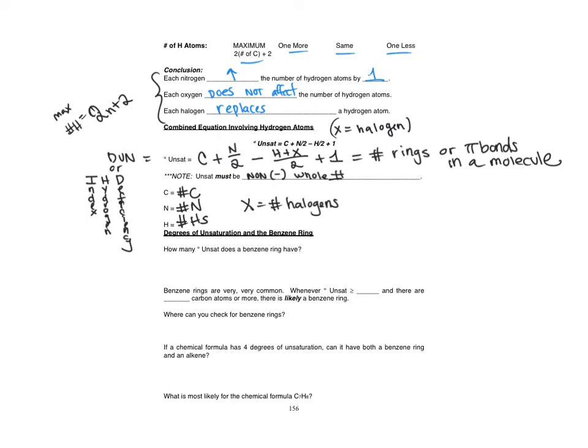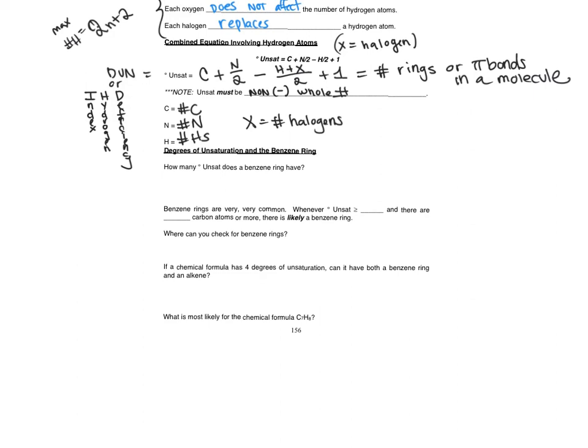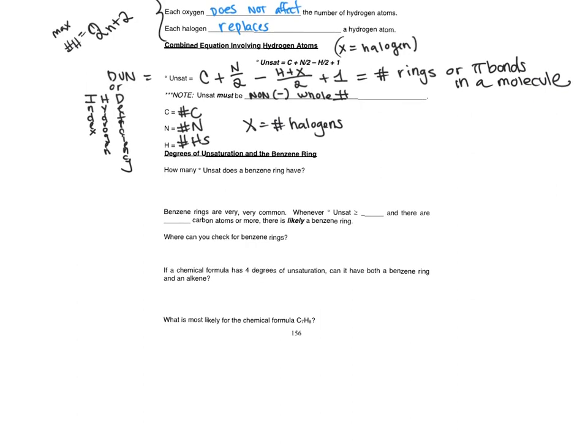Okay, so let's do some examples. Benzene ring. How many degrees of unsaturation does a benzene ring have? We could do this two ways. We actually know the structure, so I'm not drawing it, but it has one ring and 1, 2, 3 pi bonds. So it should be 4, right? Because that equals 1 ring plus 3 pi bonds.